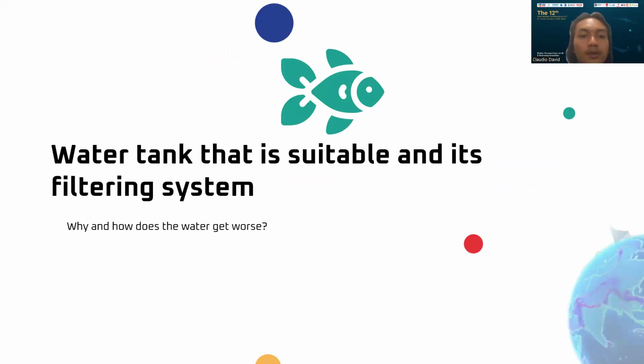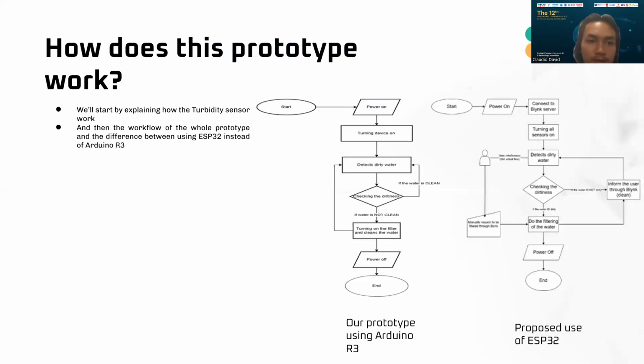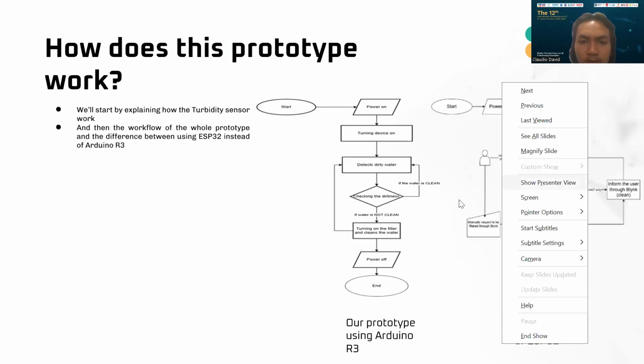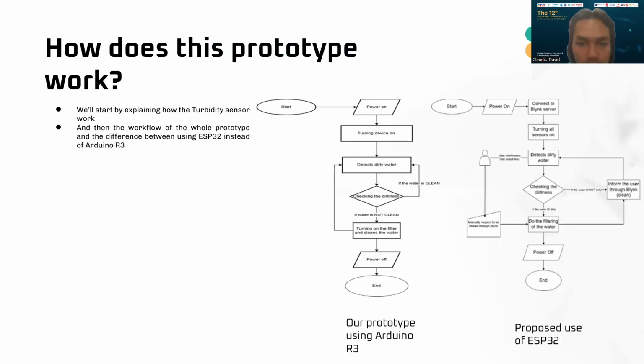Why would we think that it's suitable as a filtering system? Why and how does the water get worse? So for this prototype, we will start by explaining how the turbidity sensor works. First of all, we start our program by powering on the device.